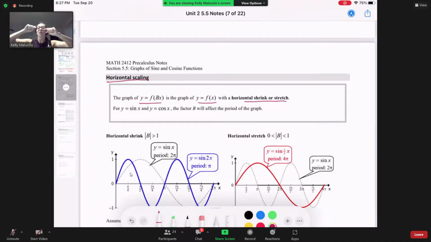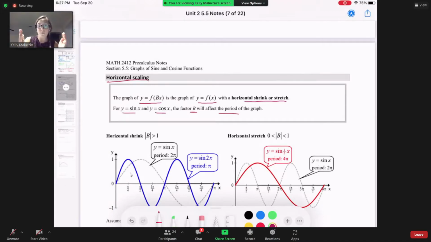So take the original sine function. Say that's the original sine. We're either stretching it out this way, I'm going to erase this in a sec, or we're shrinking it so it's like this, right? Something like that. For sine and cosine, the factor B will affect the period of the graph.